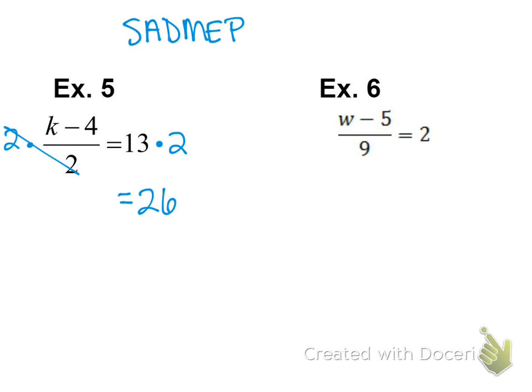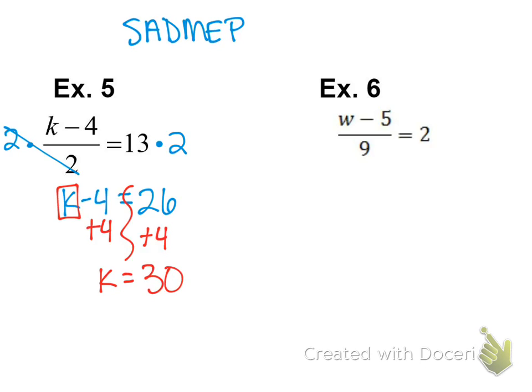So what do we have left over there? K minus 4. We still need another step to solve. Add 4. Add the 4 on both sides. What do we get for K? 30.